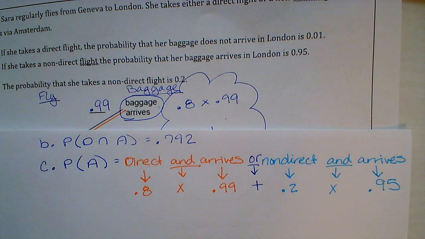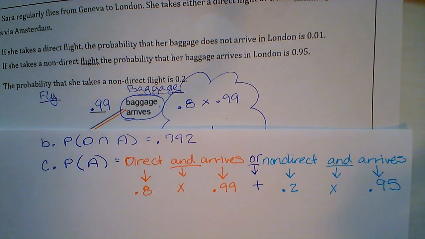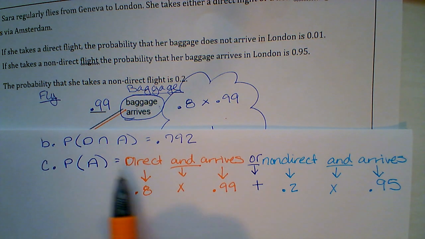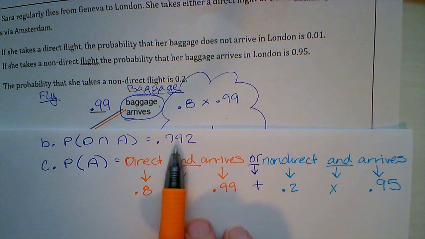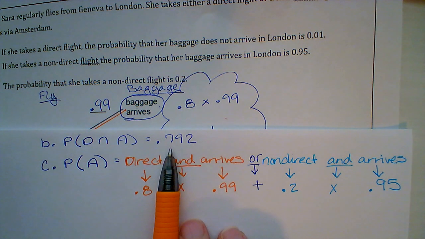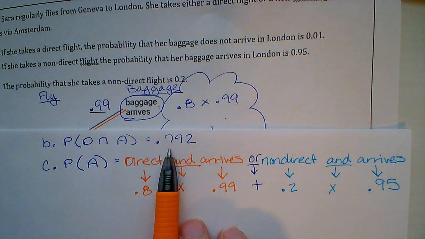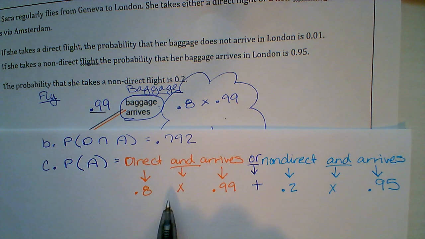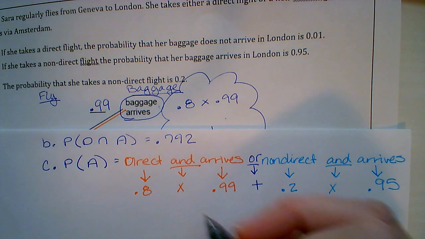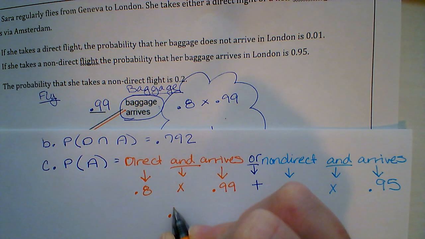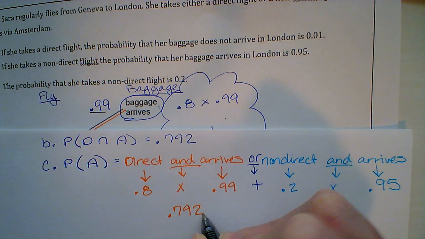So let's see here. If we do this, well, conveniently, if you look back, this is why I wrote this down, direct and arrives, we already found that in part B. So this is, again, IB is actually helping us out. They're having you do parts of the problem along the way. So you're actually going to save yourself some time if you remember that you already did this calculation. And this ends up being 0.792.